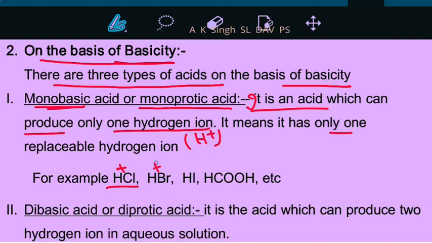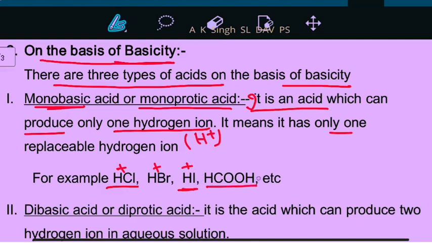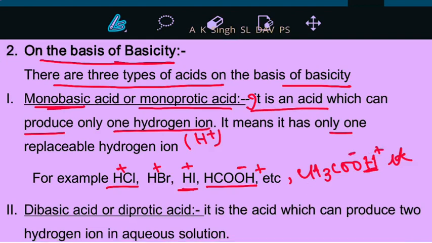Hydrobromic acid, it has only one replaceable hydrogen ion. Hydroiodic acid, it has only one replaceable hydrogen ion. Formic acid, it has only one replaceable hydrogen ion. This hydrogen is replaceable and this hydrogen is not replaceable. Acetic acid, CH3COOH, etc. It has several hydrogen, but this hydrogen is replaceable, not this hydrogen.